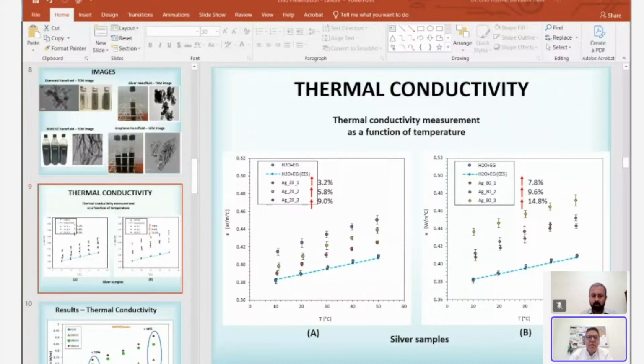And by the way, we were the only group in the world that could test car radiators over 100 degrees. We reached up to 110 degrees. That's a very tough task because the nanofluid doesn't remain stable at this temperature, and we were the only ones that could do it. This is one of our latest publications, very well cited, in Applied Thermal Engineering.